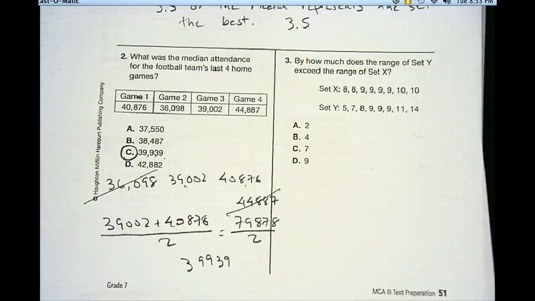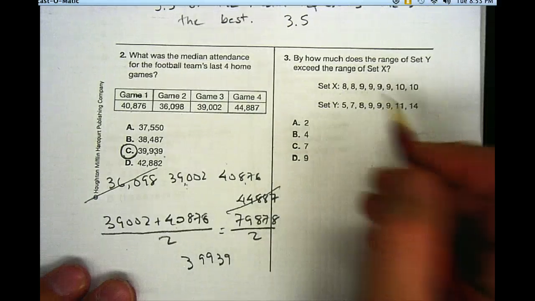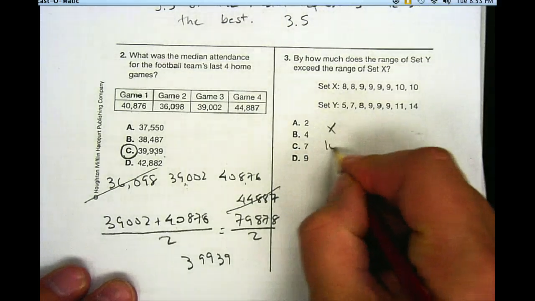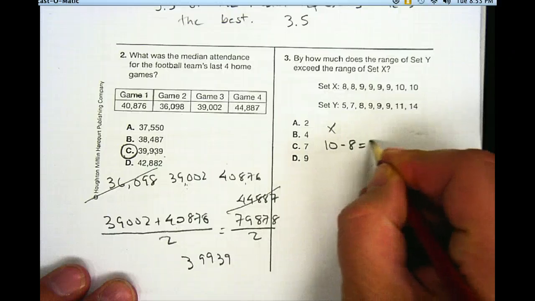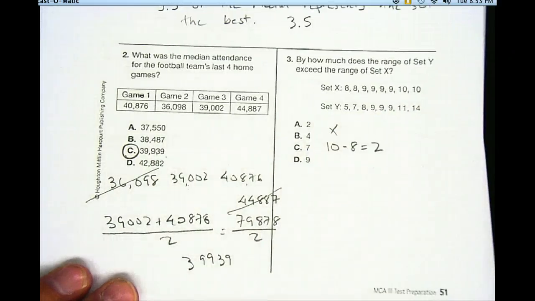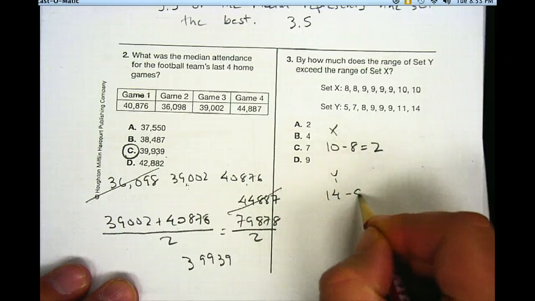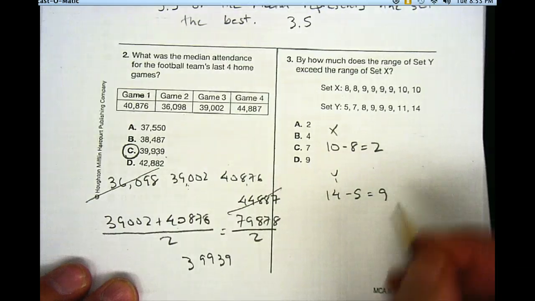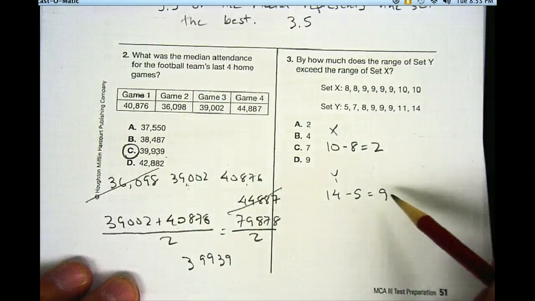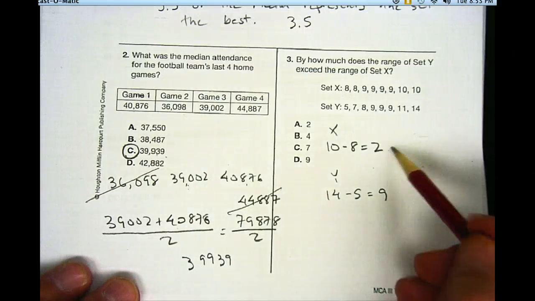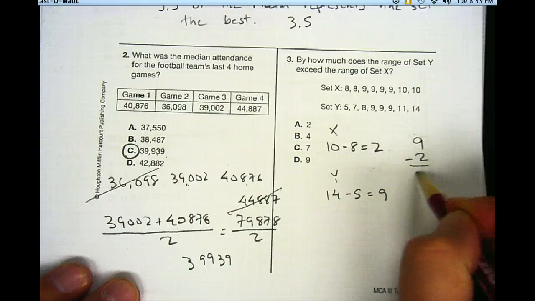Okay, next problem. By how much does the range of set Y exceed the range of set X? So I have to find the range of both of them. Well, for set X, my biggest number is 10, and my smallest number is 8, so my range is 2. For set Y, my biggest number is 14, and my smallest is 5, so my range is 9. Well, what it's asking is how much bigger is 9 than 2? And 9 minus 2 is 7.